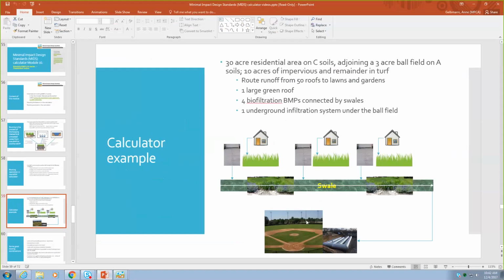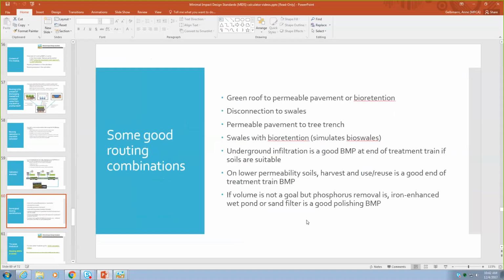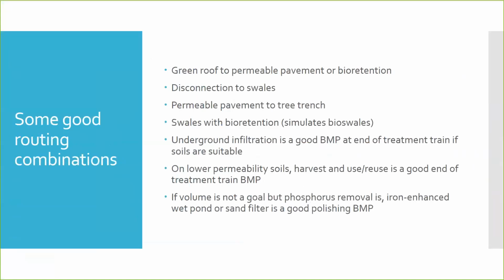Just a couple of tips here. Some good routing combinations that you can use in the calculator: green roof to permeable pavement or bioretention is a good routing combination, and these are not hard and fast rules. These are just some things that seem to have worked real well. Disconnection to swales. Again, you can't use the disconnection if you're trying to achieve a construction stormwater permit. Permeable pavement to tree trench. Swales with bioretention, which simulates bioswale.